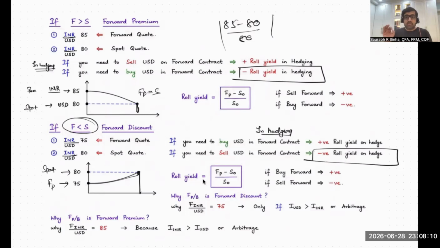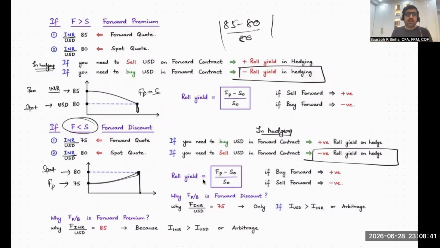Now, listen very carefully because this is related to currency. If you are trying to hedge, and because of the forward discount or forward premium, you're going to have a positive roll yield, you will not think and you will enter into hedging. You don't have to think because the hedging is going to give you benefit. For example, the market is in forward premium and you need to sell USD in the forward contract. That will lead to positive roll yield.